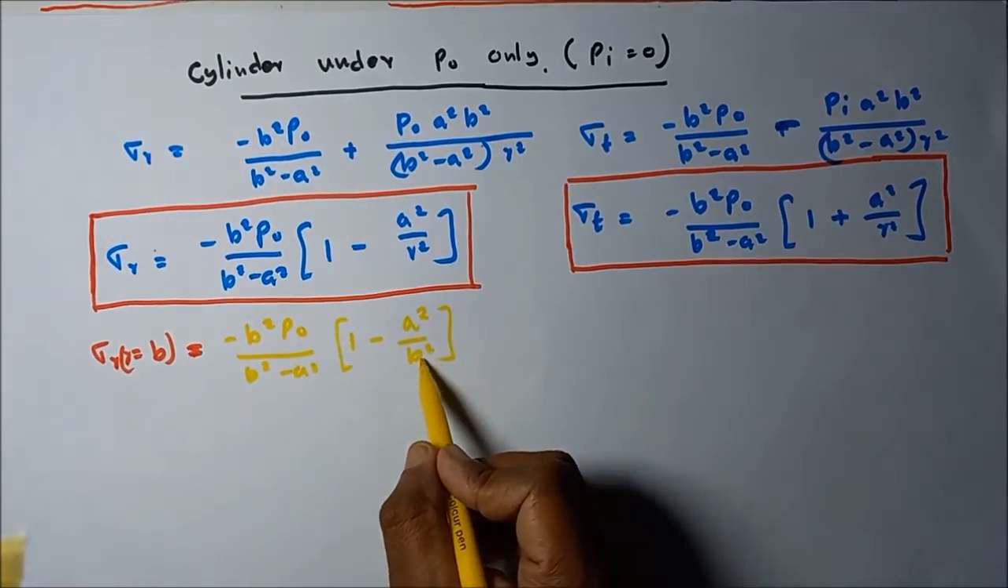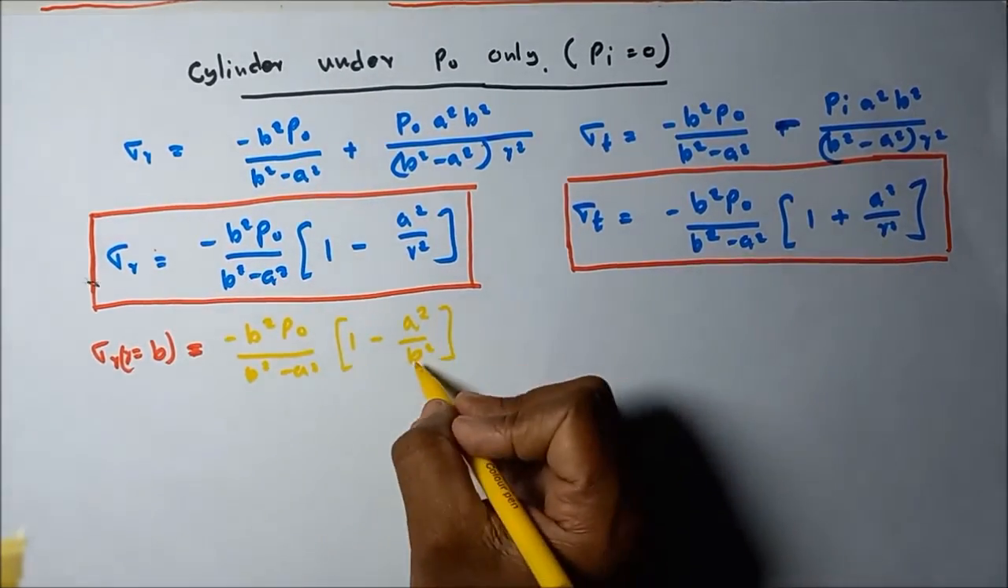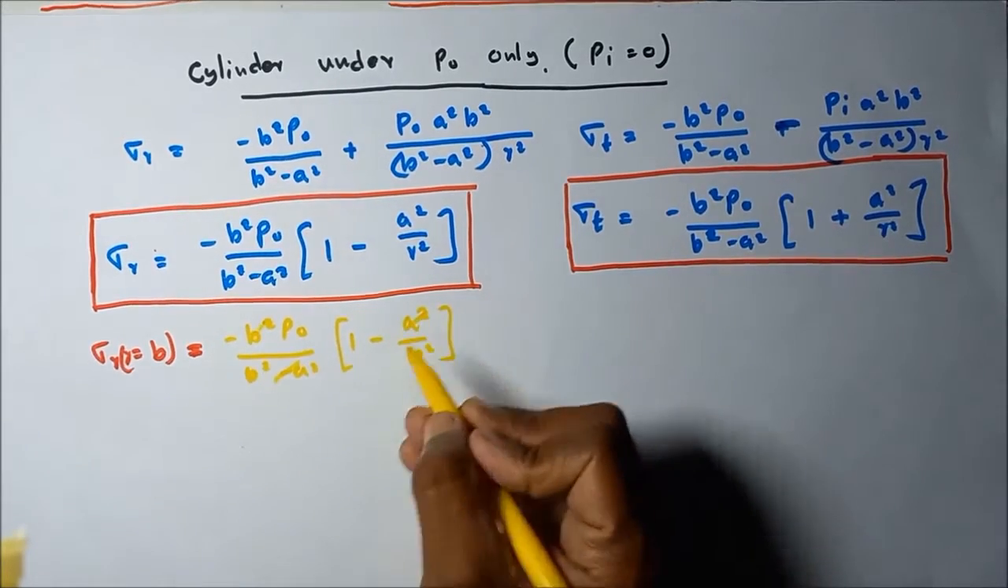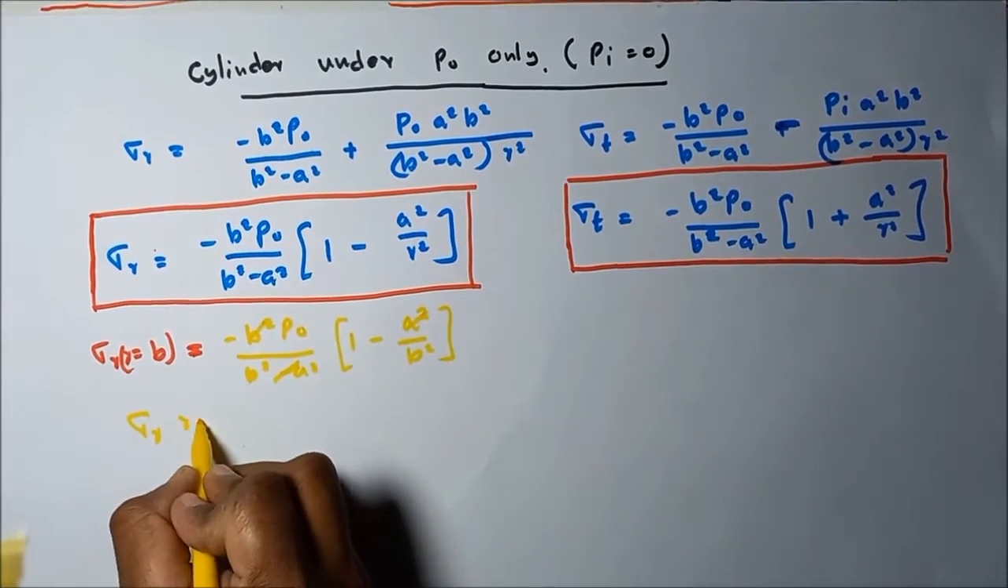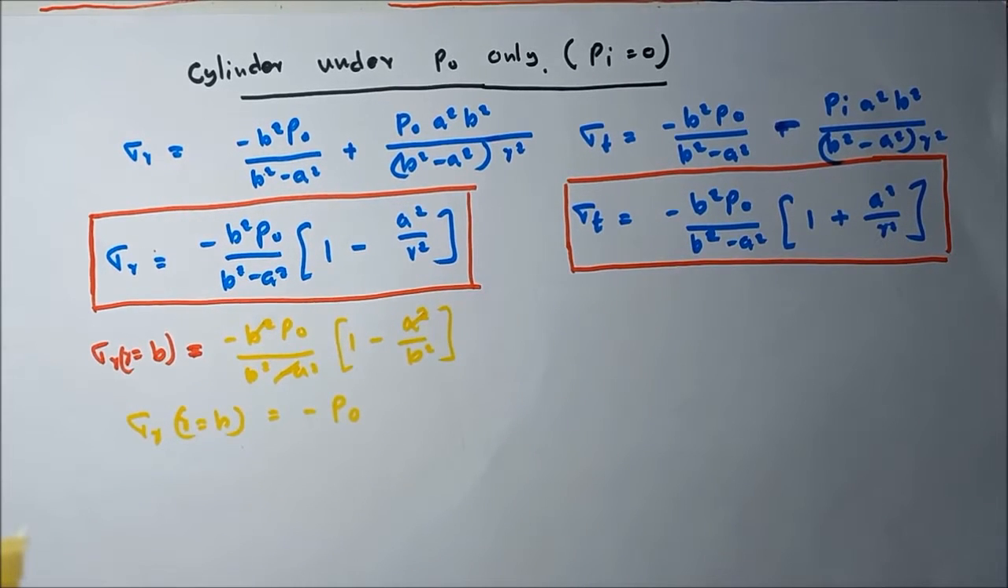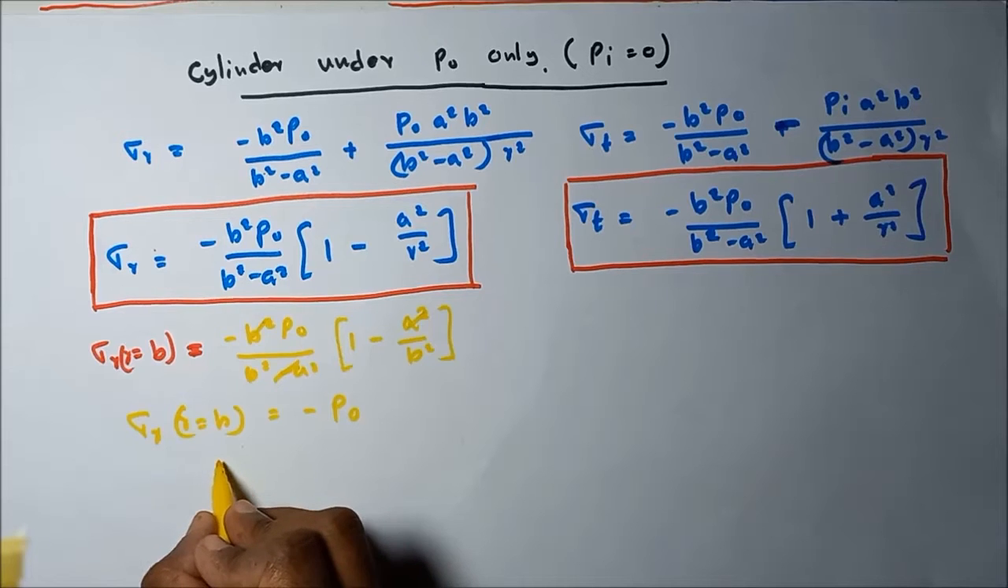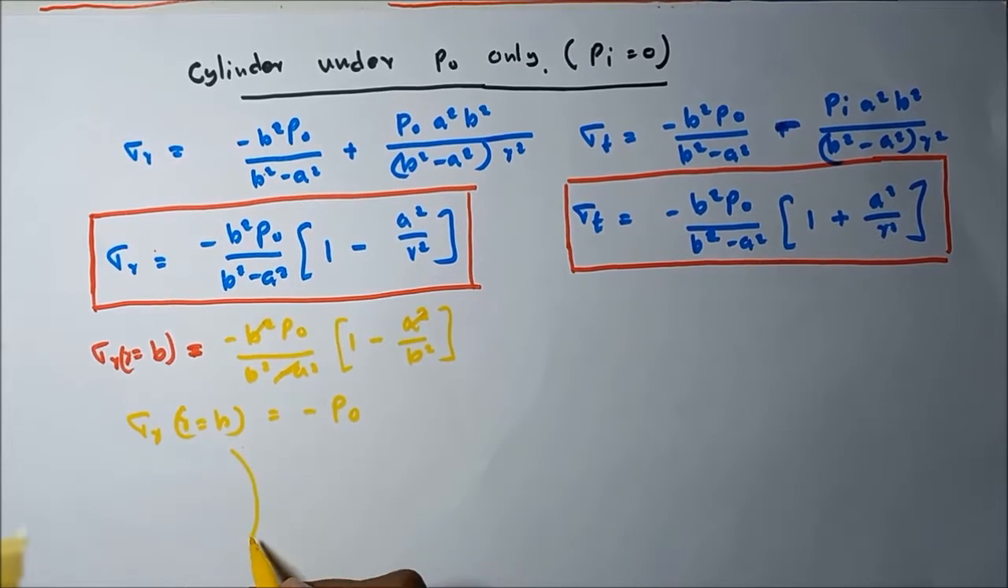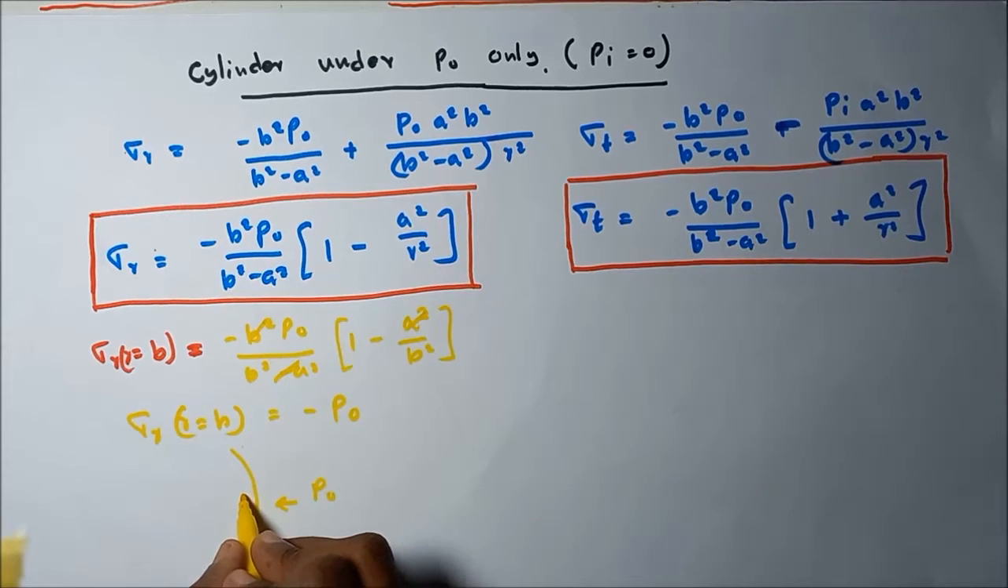That means you can see the b square, a square, we can cut all of these values. So finally we are remaining with sigma r at r equal to b is equal to minus p o. That means at the outer surface, let me draw the outer surface. This is the outer surface. Then the external pressure is equal to external pressure. The developed radial stress is equal to minus the external pressure.